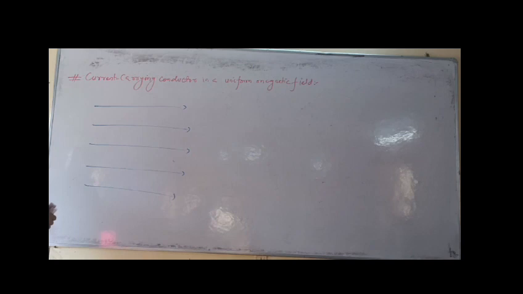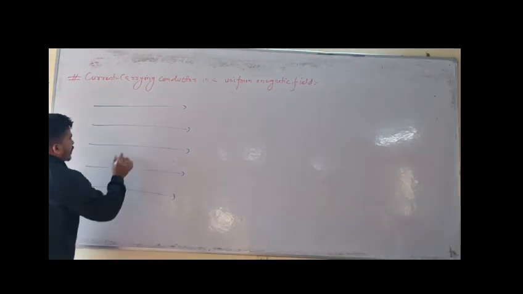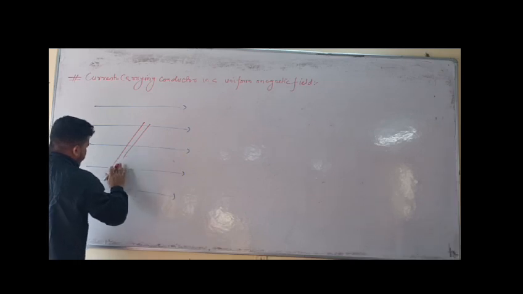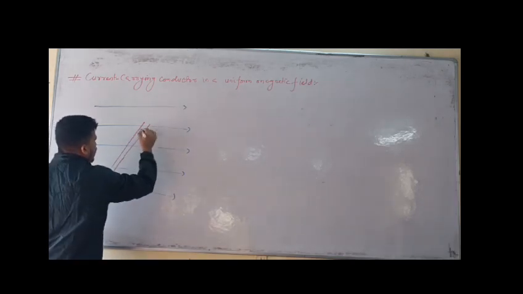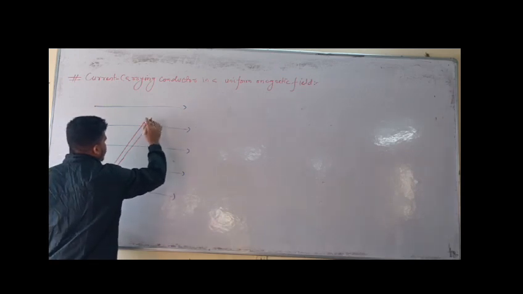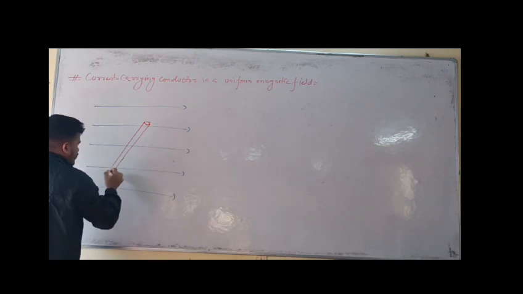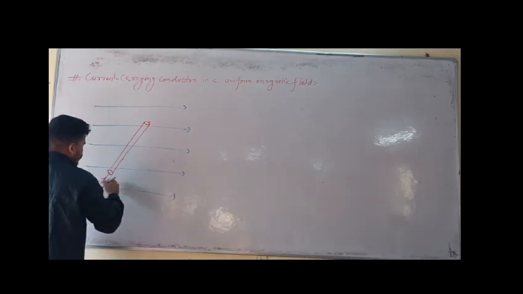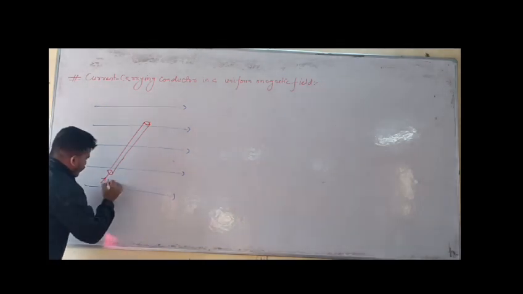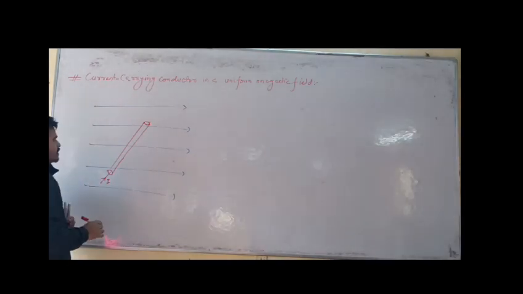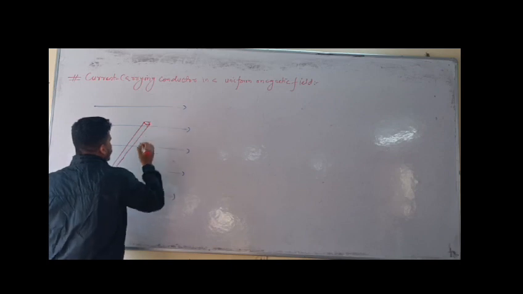Listen everyone. Here a conductor is placed and it is conducting what? Current, no? Current carrying means it has some current, which means current is flowing through this. Let's say I current is flowing through this conductor.